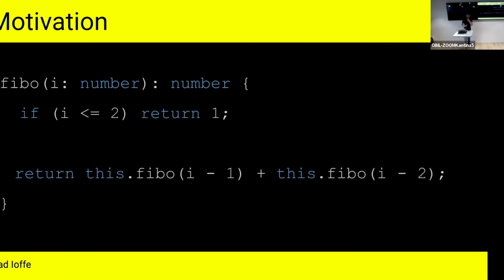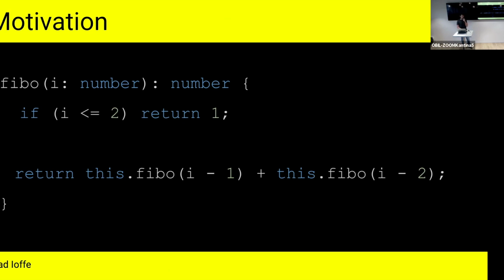So let's try to write this function in JavaScript. This is the Fibo function. It receives an index and returns the Fibonacci value at this index. We check if the index is 1 or 2. If it's 1 or 2, we return 1. These are the base values of the series. If not, we calculate the value of the i-1 index and the i-2 index, and we just sum them.